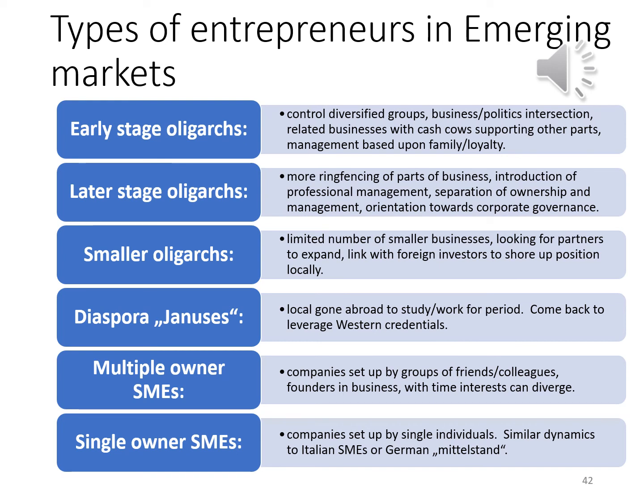Another typical profile we get is multiple owner SMEs. This is typical of, say, a Silicon Valley company, and it's a company that will be set up by a group of university friends or former colleagues, so they are non-family related entrepreneurs. And the final model is the single owner SME, which corresponds, say, to Italian or German family companies, which are set up by a single founder who then takes the company forwards to the next generation.